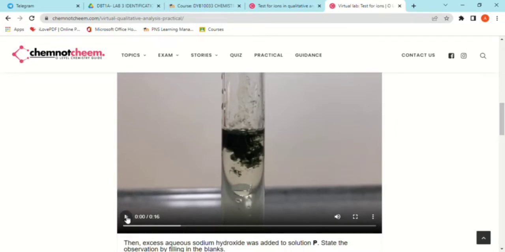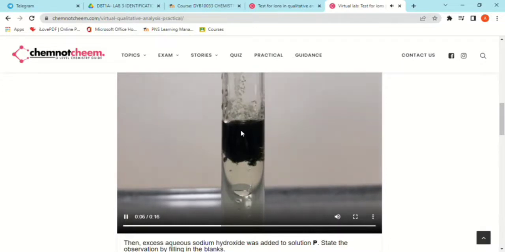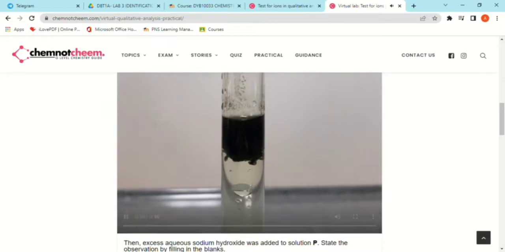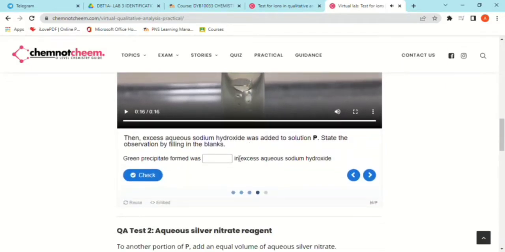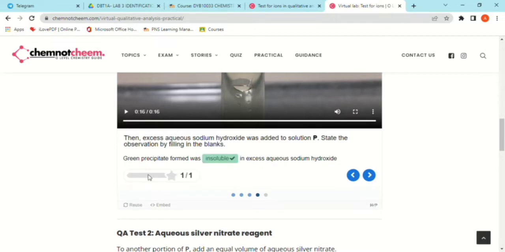Excess sodium hydroxide was added to solution P. State the observation by filling in the blanks. When the excess sodium hydroxide was added to solution P, the green precipitate was insoluble in the solution. So the green precipitate formed was insoluble in excess aqueous sodium hydroxide. Check. Correct.